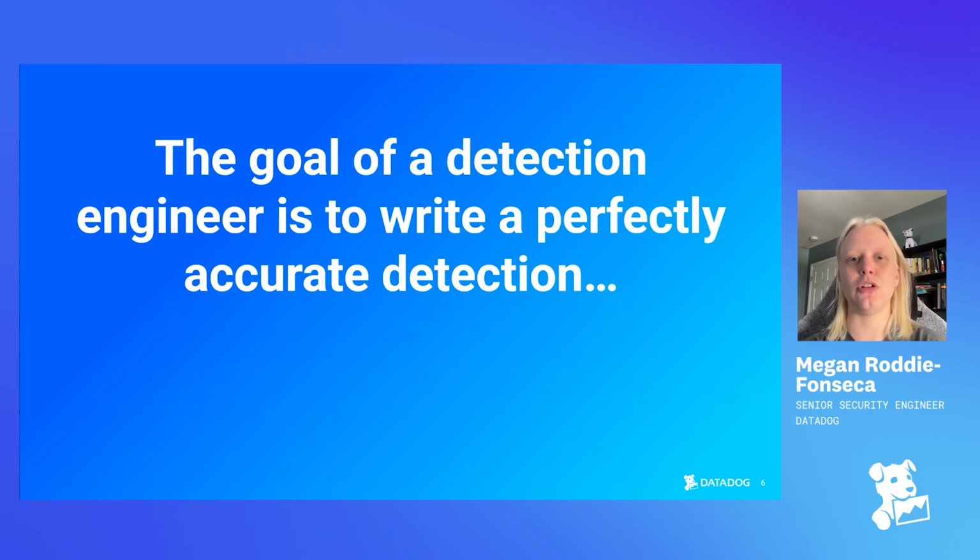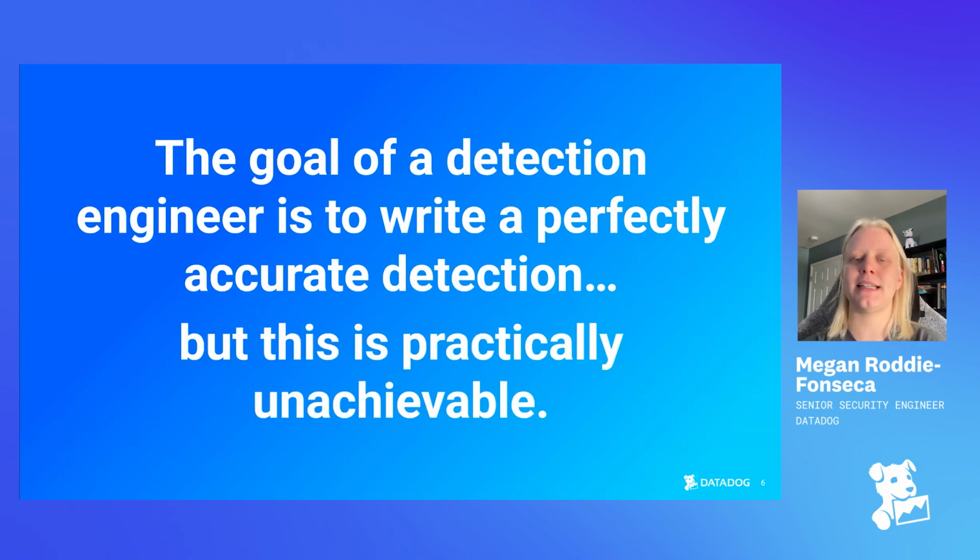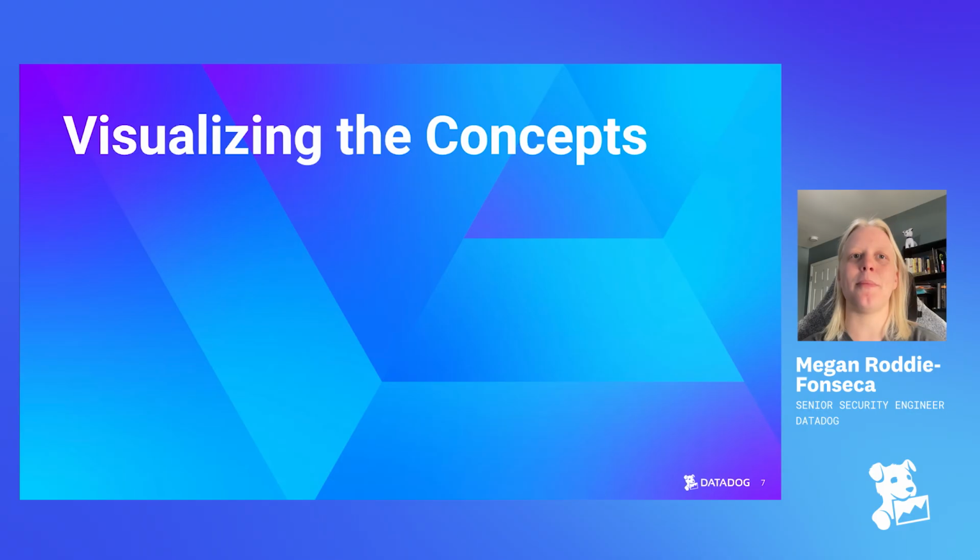We'll see some examples. You could do an indicator-based detection, but those aren't necessarily efficient. So when we're talking about behavioral detections, we want something that is perfectly accurate. While that is unachievable, we can find a middle ground. So let's visualize these concepts and apply some examples to understand more in depth why this is unachievable.